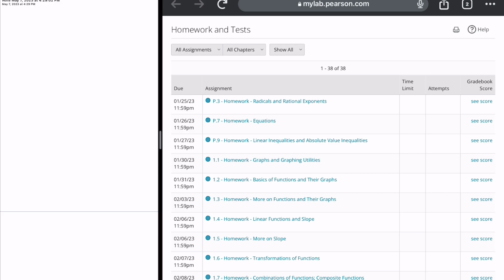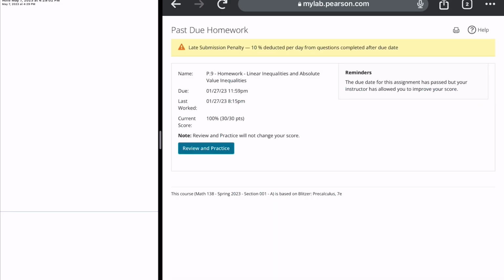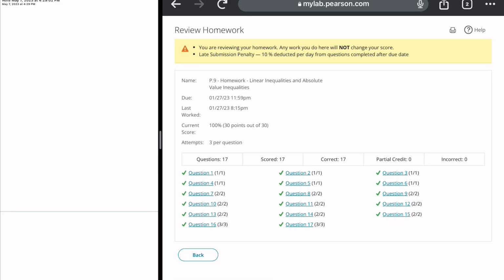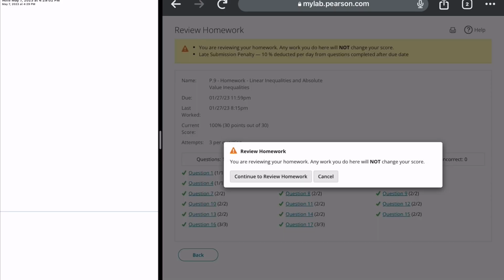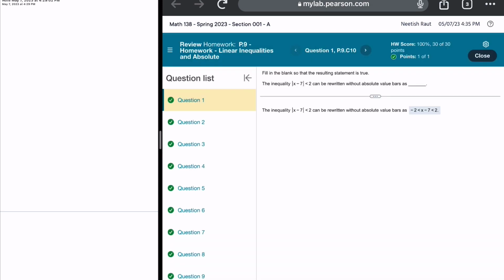So for today we will be talking about linear inequalities and absolute value inequalities as our third chapter, P.9. We have 17 questions and we will go really fast in this chapter. We don't want to waste any of our time now.